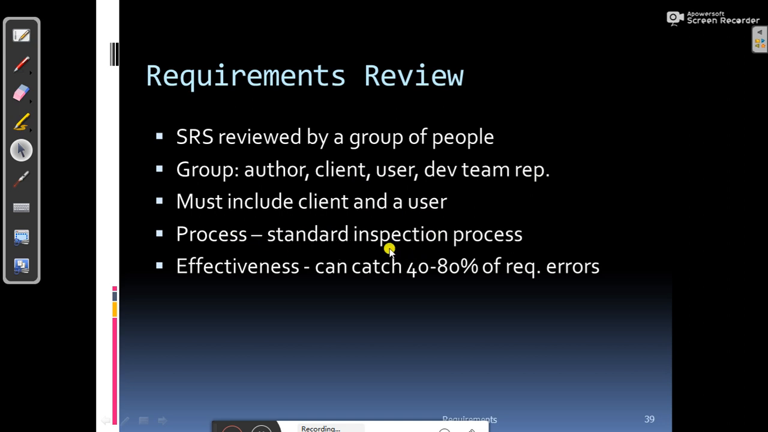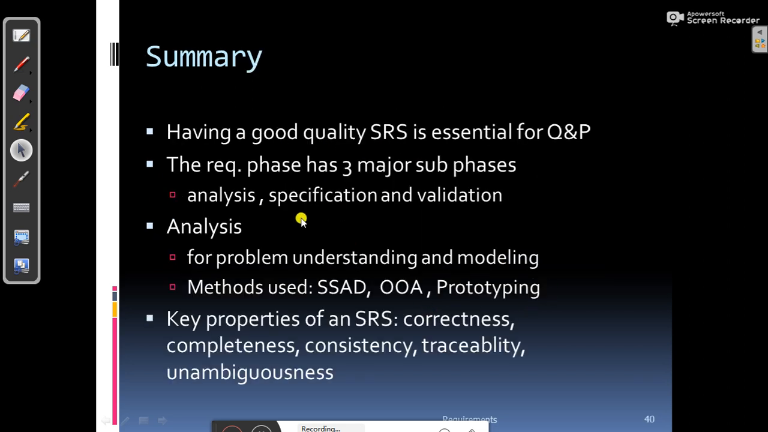You need to follow a standard inspection process to validate the SRS document, and in this way it can effectively catch 40 to 80% of requirement errors. Before the final SRS, you can minimize this many errors through this review. So at the end, the summary is that having a good quality SRS is essential.